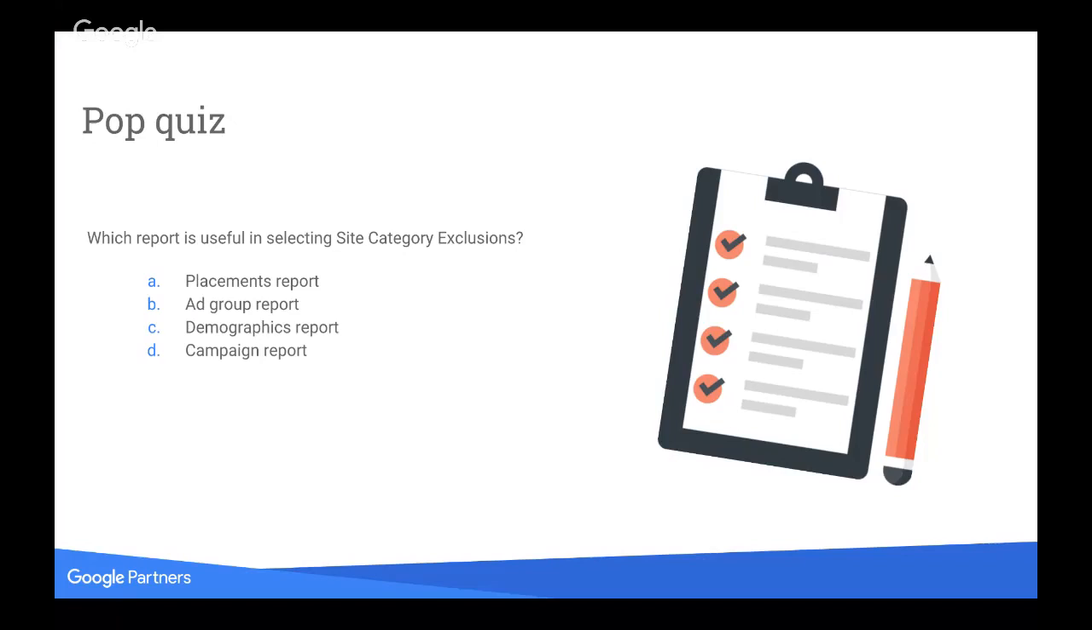And also, it's useful in selecting site category exclusions because you want to see what sort of placements your ads are showing up on, and if any of them are inappropriate or ones that you don't really want to be showing up on, and then add in exclusions accordingly.